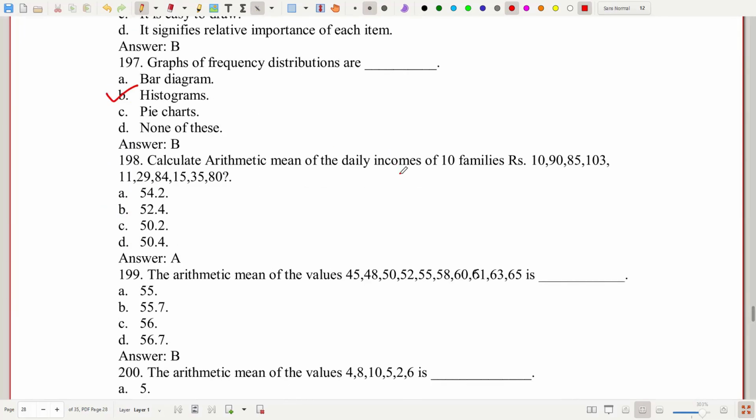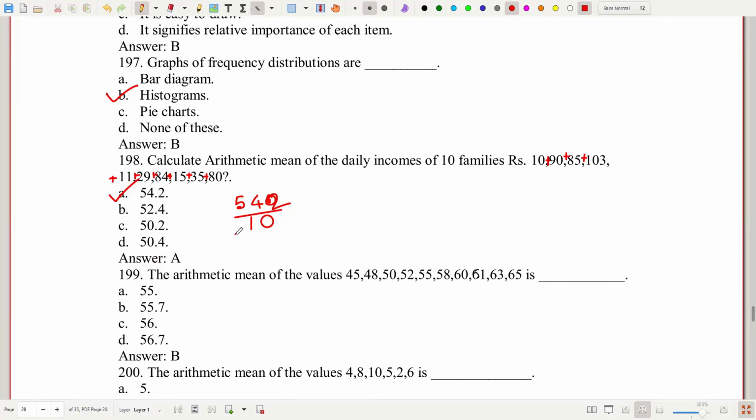Calculate arithmetic mean of the daily incomes of 10 families, rupees 10, 90, 85, 103, 11, 29, 84, 50, 35 and 80. So we are adding all those, and after that we are just getting the average, and we are getting the result as 542 upon 10. So the result must be 54.2.